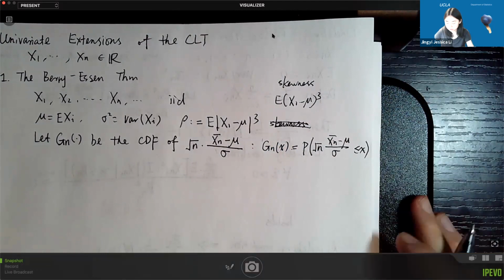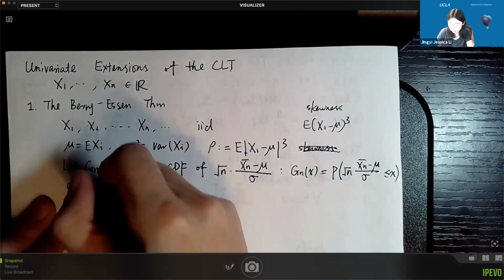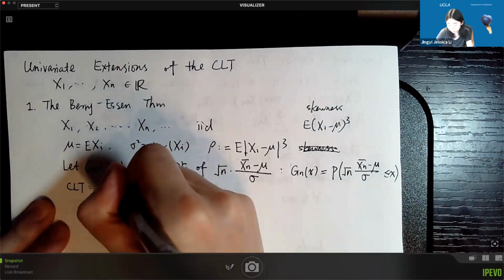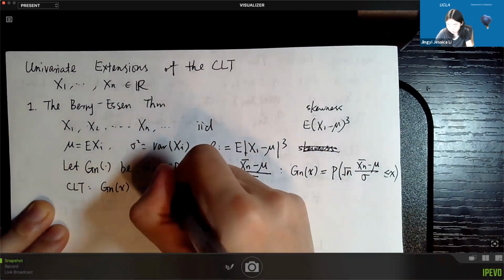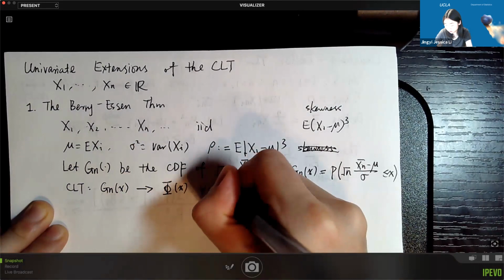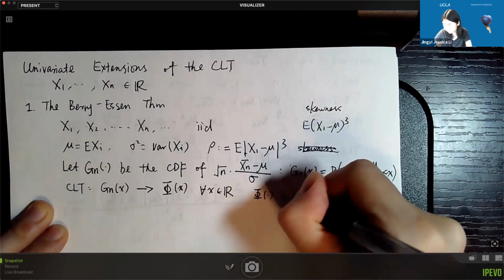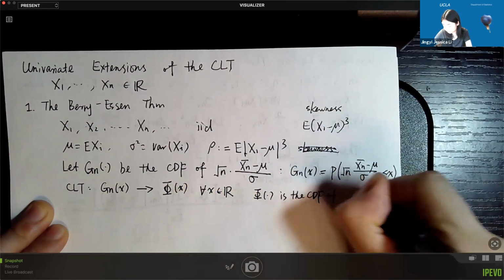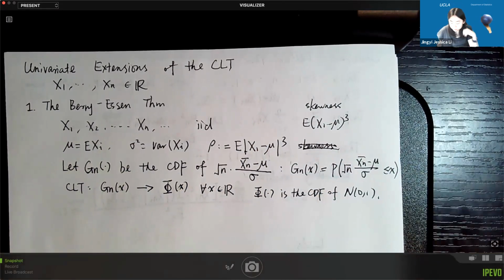And then, by the central limit theorem, the CLT tells us that Gn(x) converges to the standard normal CDF. This converges pointwise for all x in R, and this is the CDF of the standard normal. This is exactly what the CLT tells us. And the Berry-Esseen theorem tells us how good the approximation is.